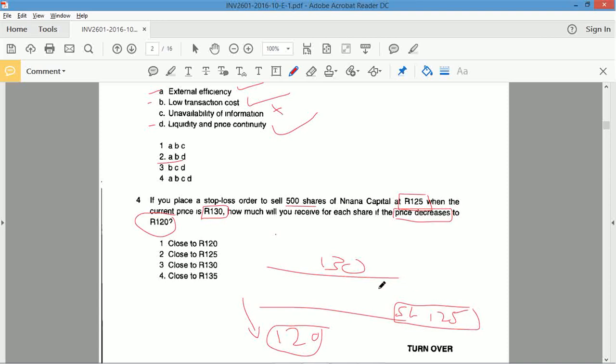So you've got a stop loss order to sell 500 shares at 125. Current market price is 130. So if the market price falls below 125, you'd obviously get stopped out at 125. So the trade will close at 125. The reason they say close to is because market prices change very quickly, so it might be difficult to fill your stop loss order at exactly 125, but it should be close to 125. That's the stop loss. The stop loss is there to protect you when the trade goes bad.